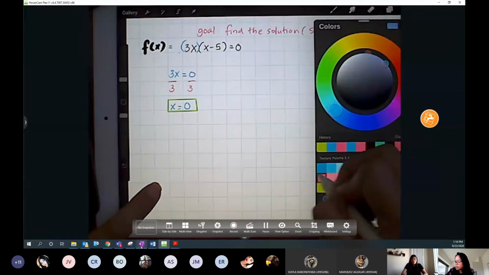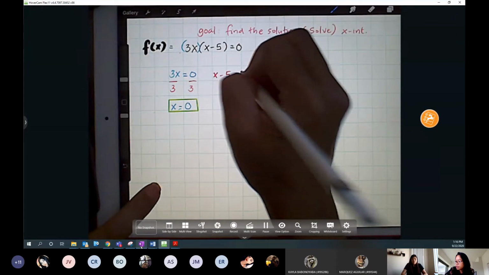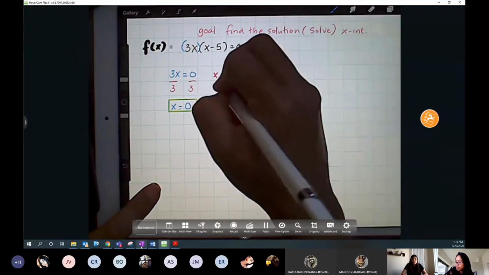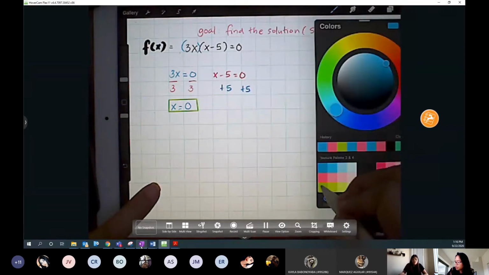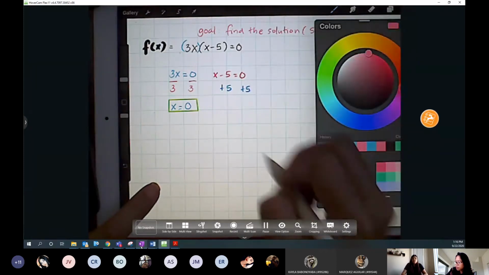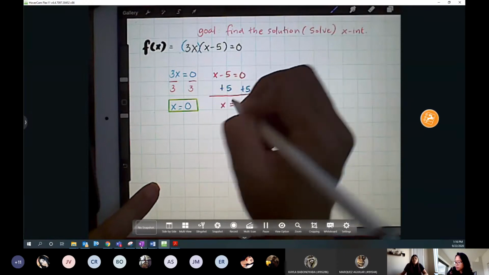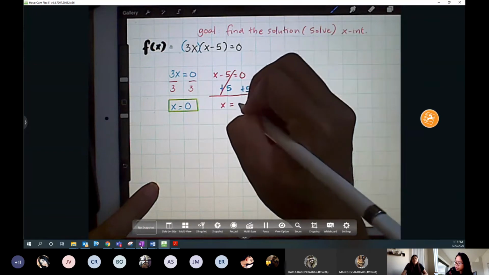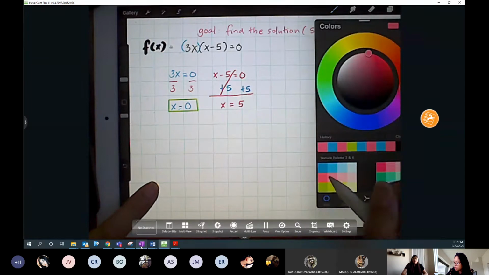Same way with the other factor, x minus 5 equals 0. We just need to get rid of the minus 5, and that's adding 5 to both sides. And we will get the value of x. So the 5 on the left side cancels, and it adds to 0. So our next x is equal to 5.